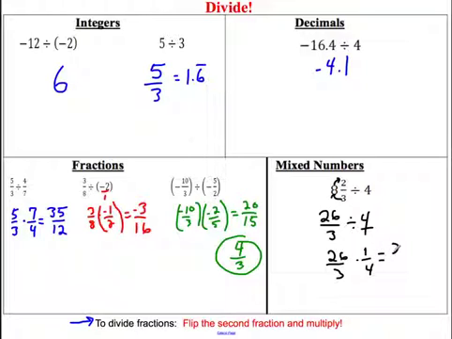We've got 26 over 3 times 4 is 12. They're even on top, even on bottom. I know it reduces. So let's say 2 goes into the top 13 times. 2 goes into the bottom 6 times. 13, 6. So we can do mixed numbers. Great job on dividing.